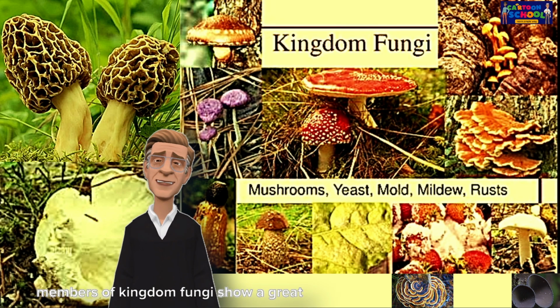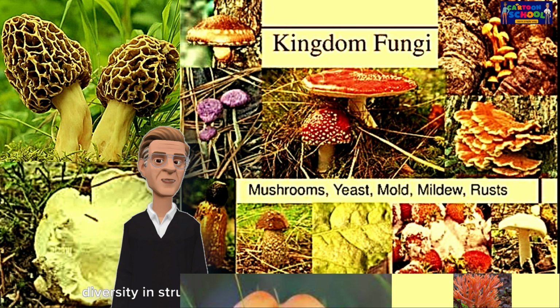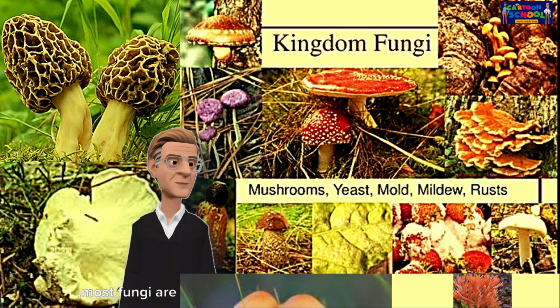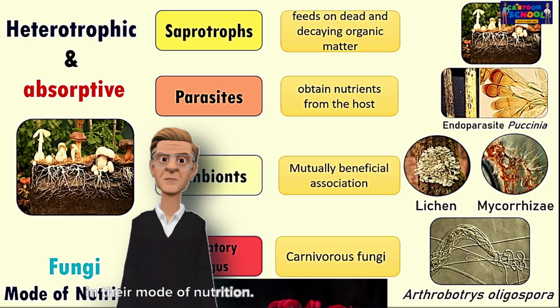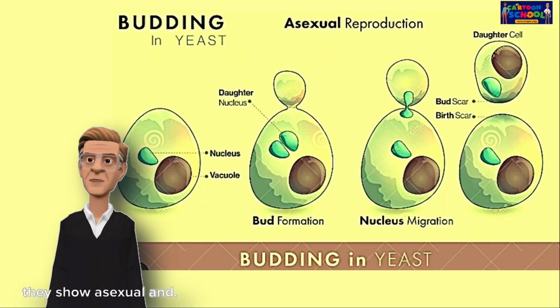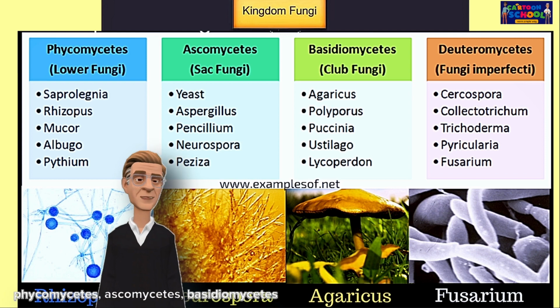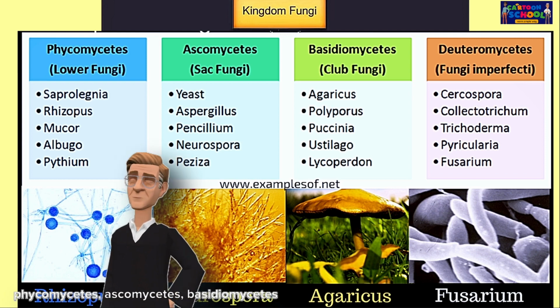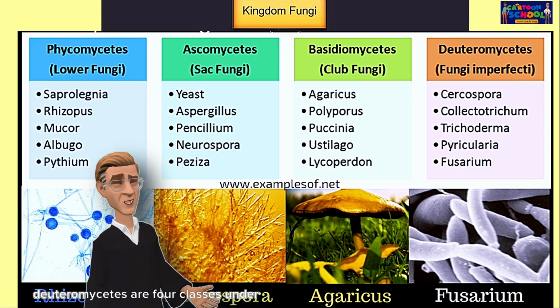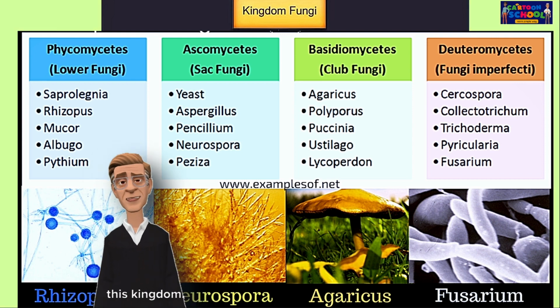Members of Kingdom Fungi show a great diversity in structures and habitat. Most fungi are saprophytic in their mode of nutrition. They show asexual and sexual reproduction. Phycomycetes, ascomycetes, basidiomycetes and deuteromycetes are four classes under this kingdom.